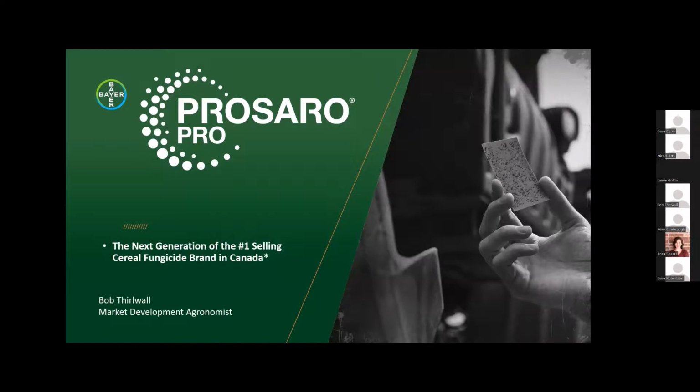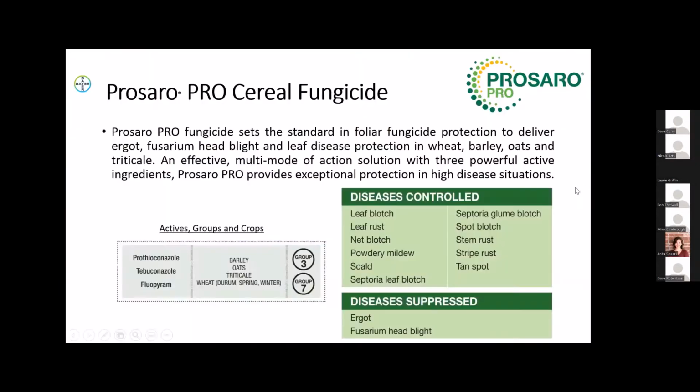Bracero Pro is the next generation of our top selling fungicide in cereals. So Bracero XTR that you're likely familiar with. So just a couple of thoughts on Bracero Pro. It sets the standard in foliar fungicide protection. It adds a group 7 mode of action along with our other group 3 products that are in Bracero XTR.